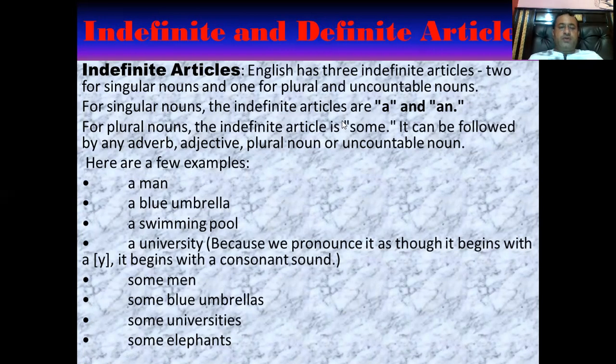Now, here, in university, although we have U, which is a vowel, as the first letter of the word, still we are using a here, because the word university is not producing a vowel sound, because it begins with Y, university. So here it is giving the sound of a consonant, so a is being used. Similarly, some indefinite articles for plural nouns are: some men, some blue umbrellas, some universities, some elephants.